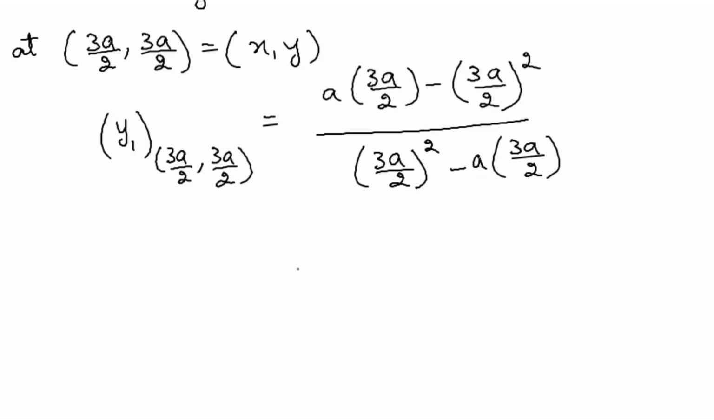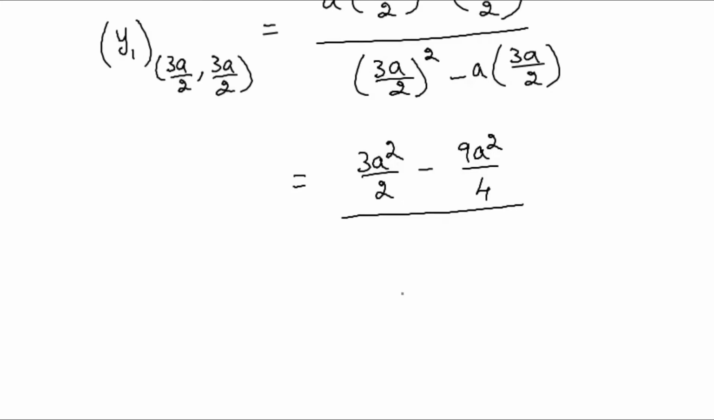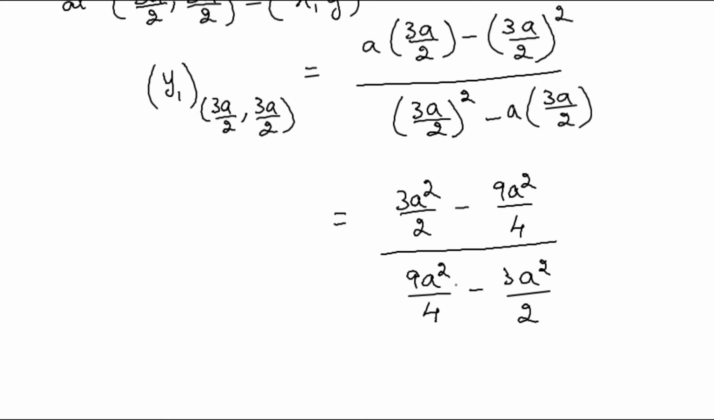So that will be equal to, if we try to simplify this, 3a square by 2 becomes... The second term we need to square, it is 9a square by 4, whole divided by the denominator value. You need to square this one, it is 9a square by 4, minus of 3a square by 2.